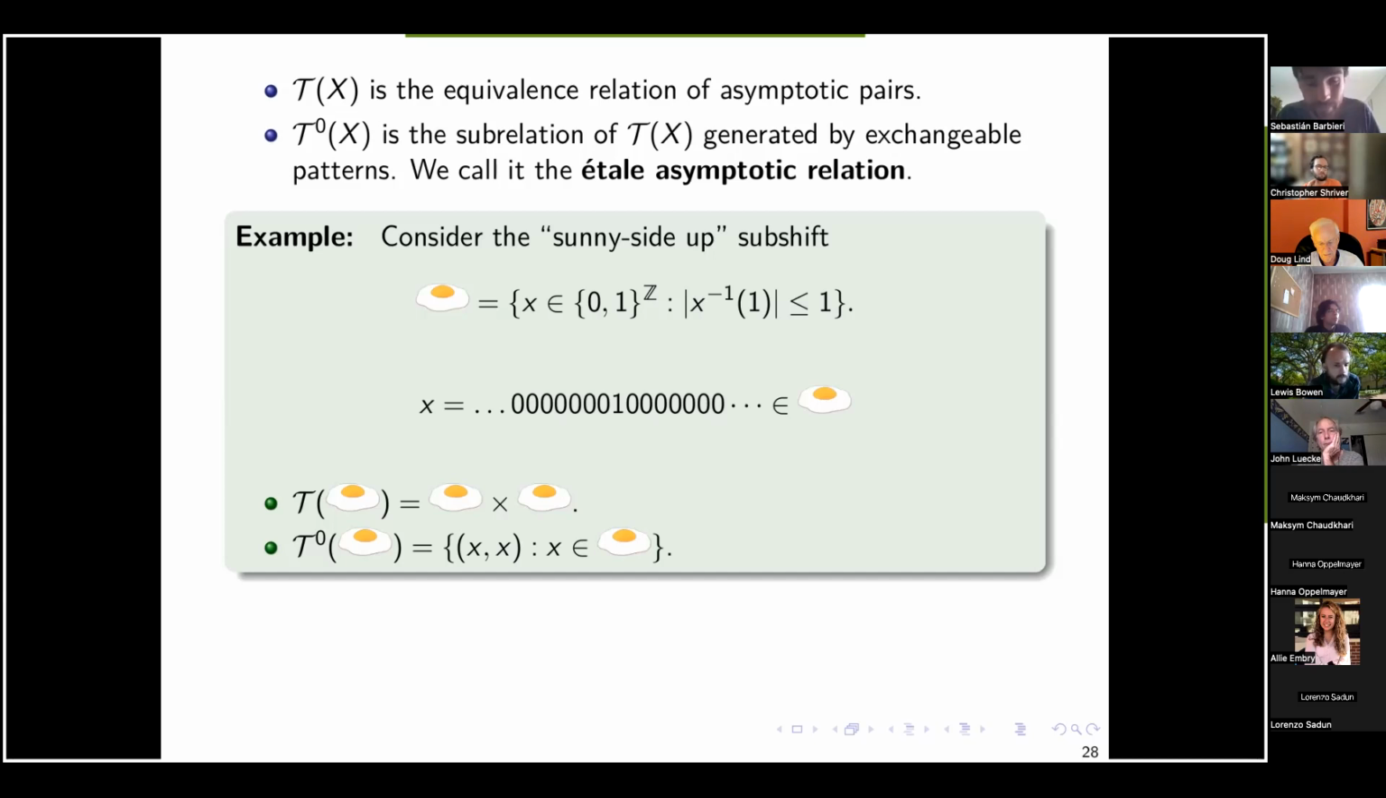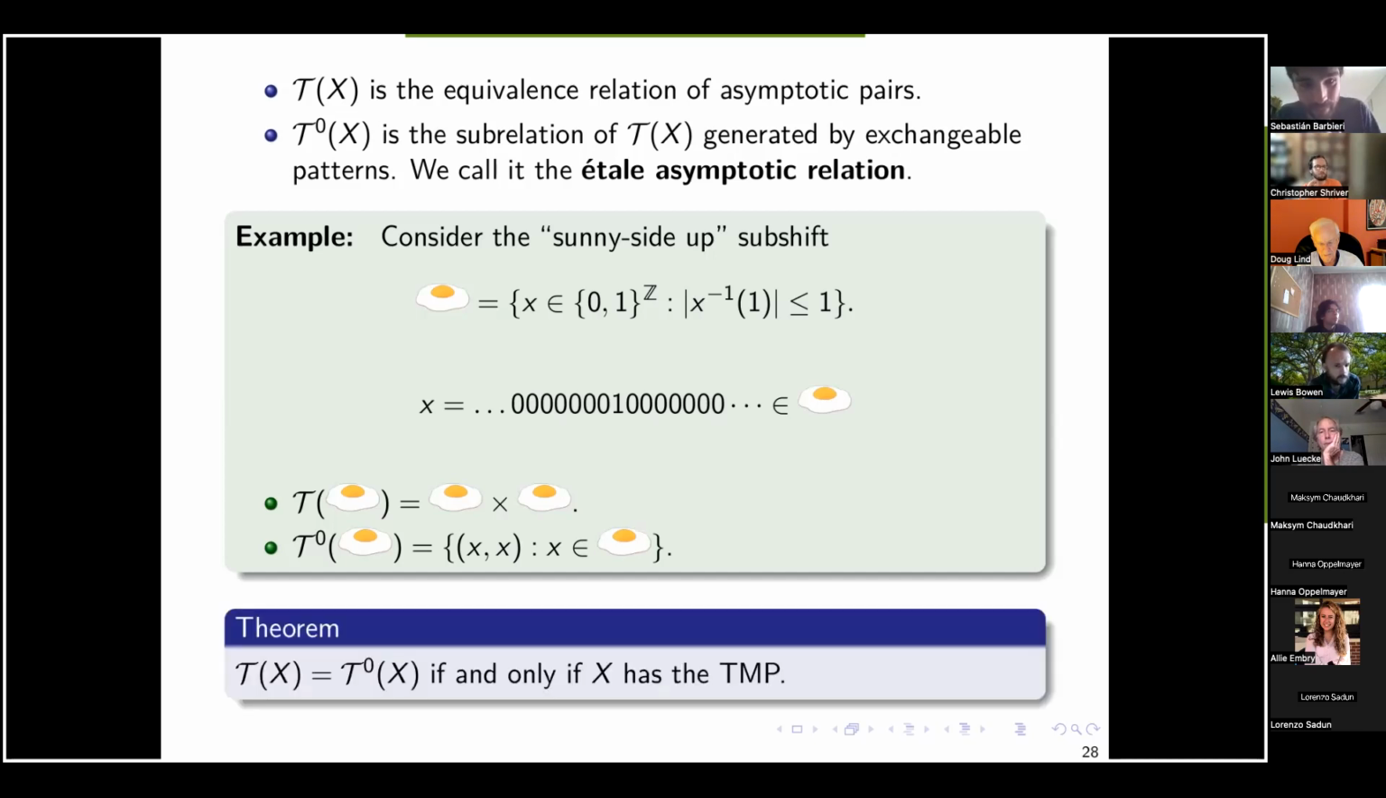So, okay, this is an example. And there's a theorem we proved that says that these two relations coincide if and only if the space has the topological Markov property.